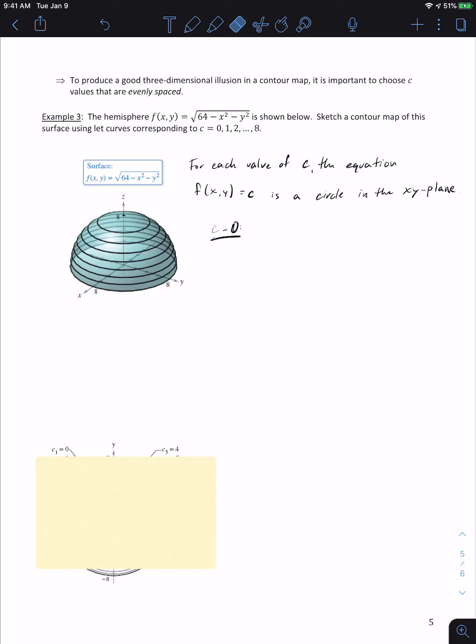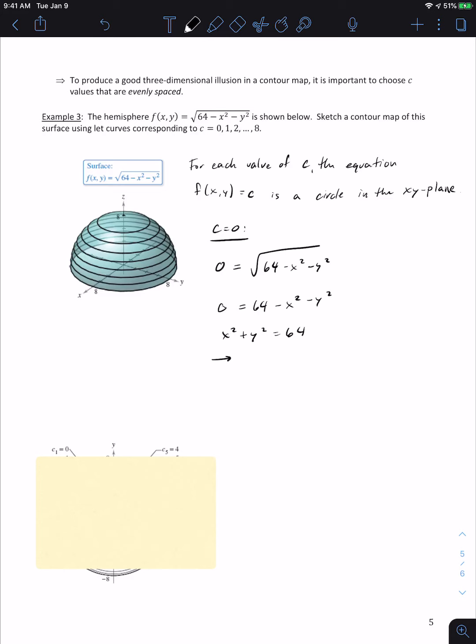All right, so if I did c equals 0, then what do I get? I get 0 for my z value, and then I get the square root of 64 minus x squared minus y squared. So I'd get 0 squared, which is 0, is equal to 64 minus x squared minus y squared, which means I get x squared plus y squared is equal to 64.